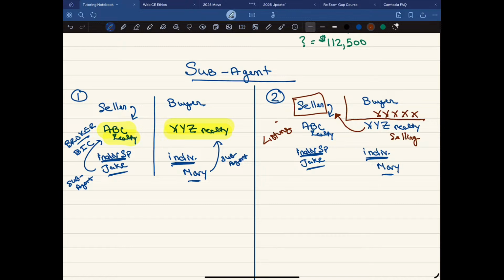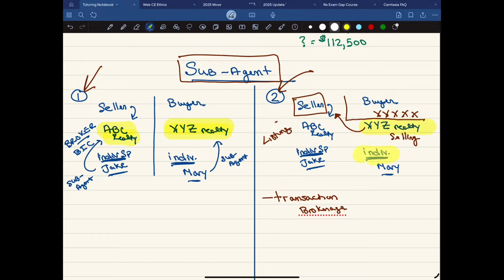Now, that is how it works in some states. Other states do offer something called transaction brokerage, or no representation, which makes things a little bit different, but it really depends on your state. Either way, when somebody says sub-agent to me, I need to know, are you talking about the first way we're talking about sub-agency? Are you talking about how the buyer's being represented and that seller has two agents and then that buyer has none? Because we would call XYZ Realty in this example a sub-agent.